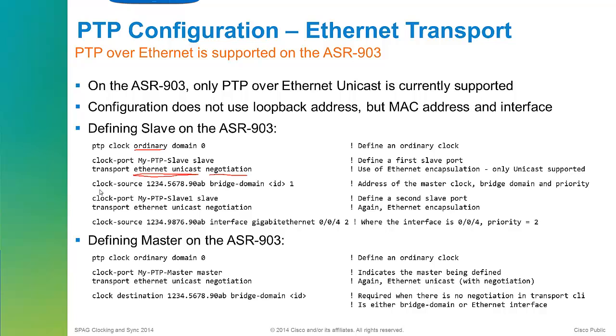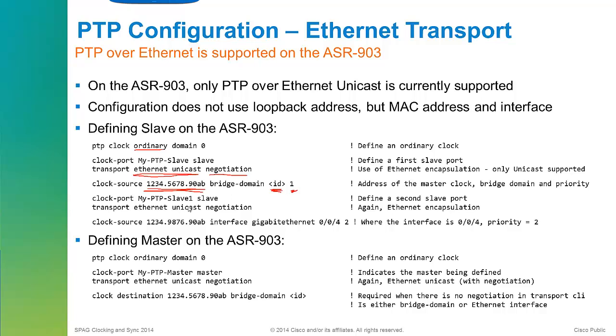And then you have to put a clock source in, but you don't have an IP address anymore. So you actually got a MAC address for the master. That's an example MAC address. And then there's a bridge domain, like we saw before. There's a bridge domain which is defined where that layer 2 traffic is coming in for. And then there's a priority for the clock source if you have multiple clock sources.